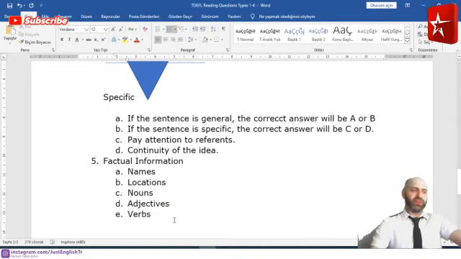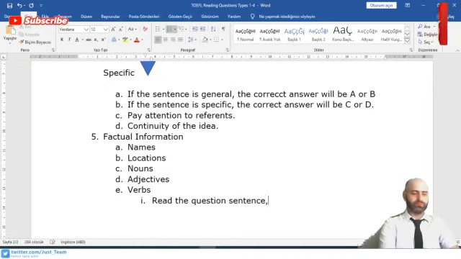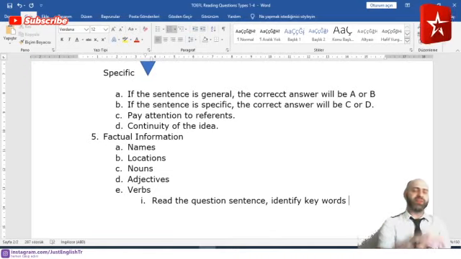Now, when you see this kind of question, what you need to do is, first of all, of course, read the question sentence and identify keywords in the question sentence. Why do you need to identify these keywords? Because if you identify your keywords in the sentence, it will be easier for you to find this sentence in the paragraph or in the passage.